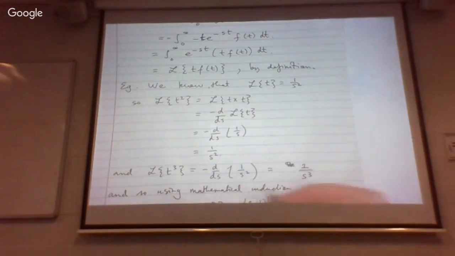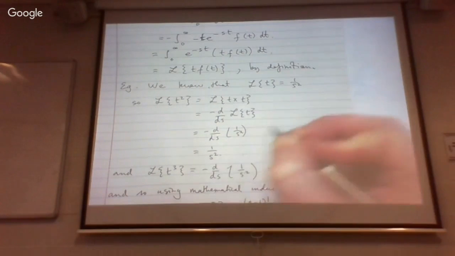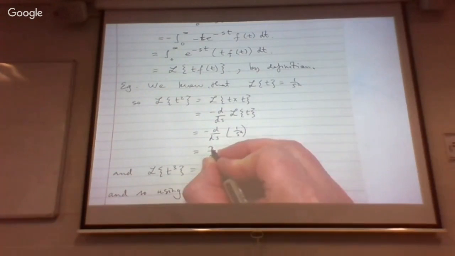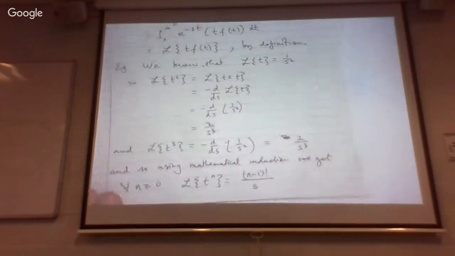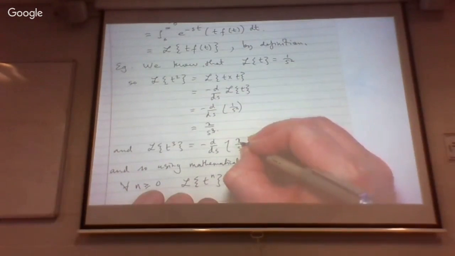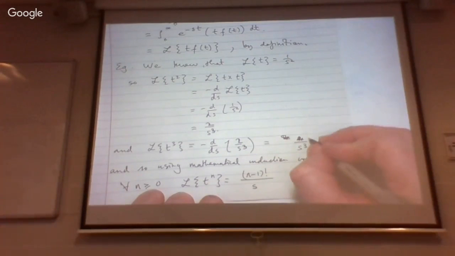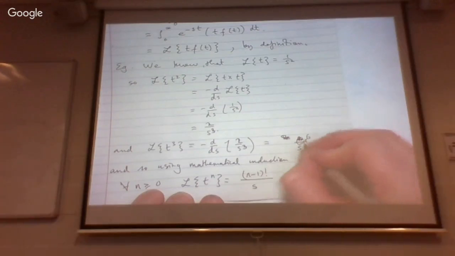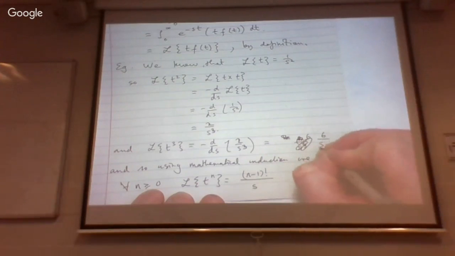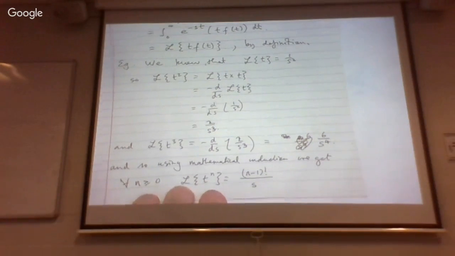Now, this mistake isn't too hard to correct. So that's 2 over s cubed. I beg your pardon. 2 over s cubed, so that's going to become 2 by 3 is 6 over s to the 4. Sorry about that. I knew something was going wrong.